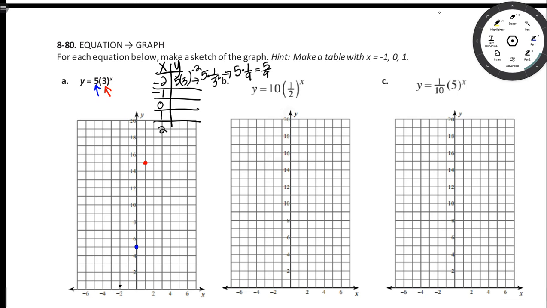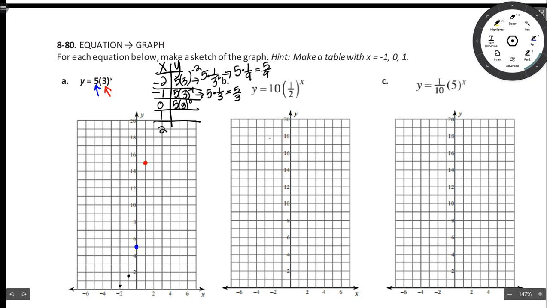And you do the same thing for the next one. 5 times 3, because that is what my equation says. And then to the x power, my x is -1. And I get that negative exponent flips that number, so it becomes times 1/3, which is just 5/3. So at -1, we have 5/3, which is somewhere right there, like 1 2/3. And we just keep on going.